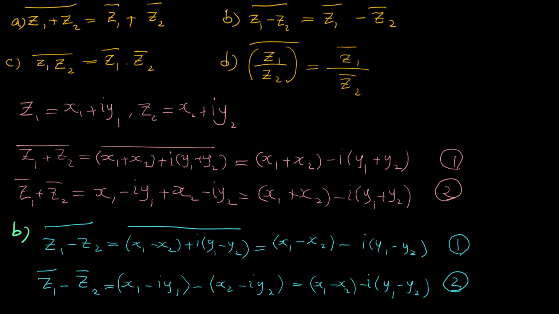Now we want to prove relation C, which is a little harder. This is not as straightforward as parts A and B. So we want to prove that the conjugate of z1 times z2 is equal to the conjugate of z1 times the conjugate of z2.